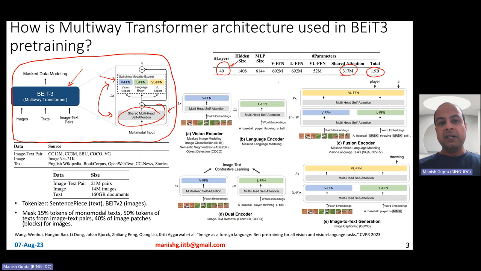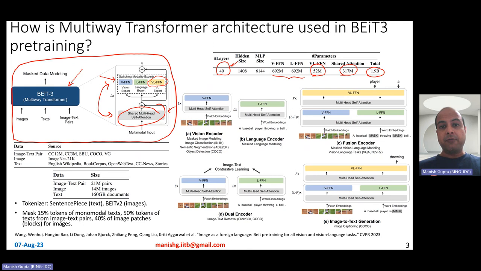The visual linguistic expert is not that large. It's just 52 million. But the language expert and the vision expert are 692 million each. So that's basically the architecture. The architecture is pretty simple in that sense. It's a mixture of experts where the mixture contains three experts for the feedforward sublayer. And then, of course, the multi-head self-attention sublayer is shared. And there are 40 such layers.